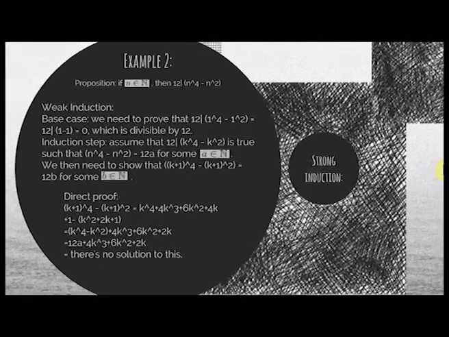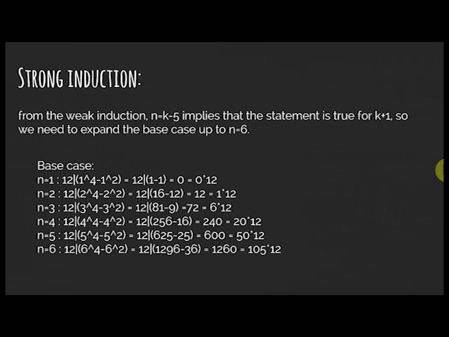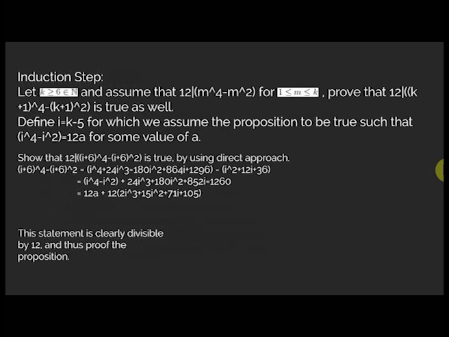From the weak induction, n equals k minus 5 implies that the statement is true for k plus 1. So we need to expand the base case up to n equals 6. Continue to the induction step.